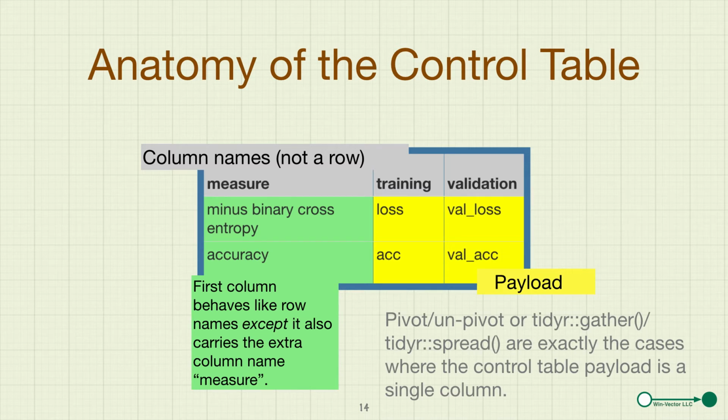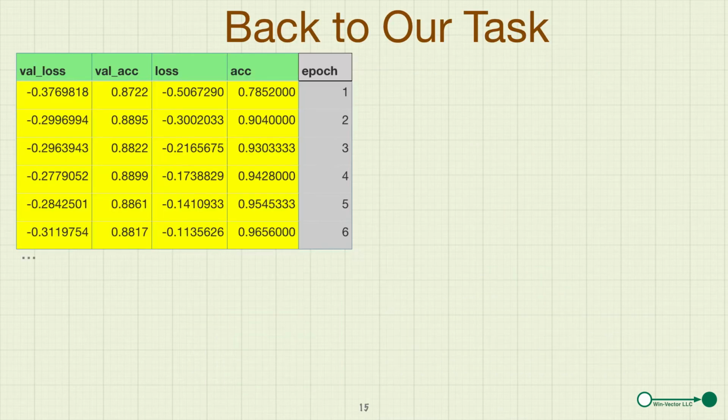That leaves only the yellow region, which we call the control table payload. An interesting fact is pivot, unpivot, or tidyr gather, tidyr spread are exactly the cases where the control table payload is a single column. Back to our task.